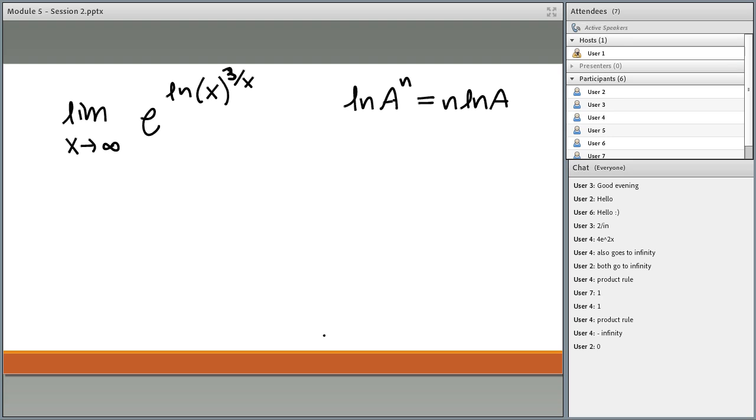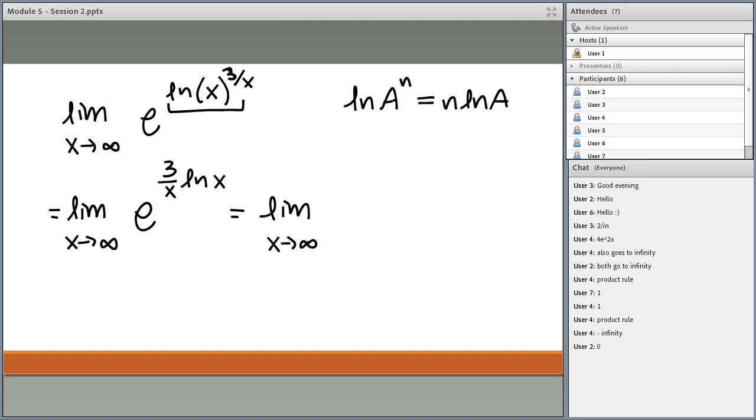So by writing it this way, I can apply log rules to what we have here. That exponent, 3 over x, I can move out to the front. So I have the limit as x approaches infinity of, excuse me, I forgot the e, sorry, e to the 3 over x times the natural log of x. And now I have the limit as x approaches infinity of 3 natural log x over x as the exponent to e.